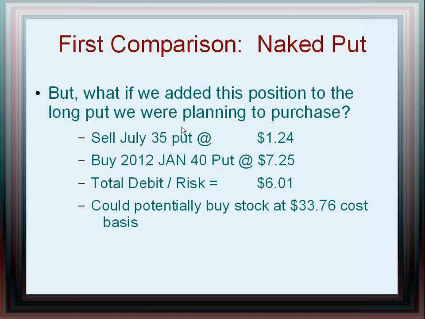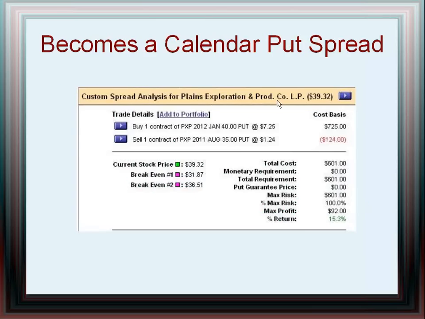That can work, but what's the problem? Well, again, we're risking 601. Remember, on the married put position, we were only risking 233. So we're almost 3 times the risk, a little bit more than 2.5 times the risk, and we have capped our gains. We have a maximum profit of $92 or 15.3%. But most investors who trade the calendar spreads will tell you that they're going to continually try to roll the position. Okay?